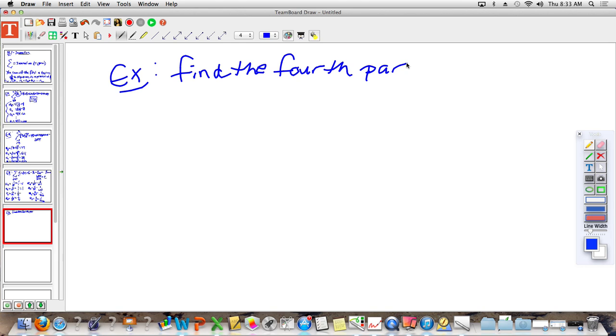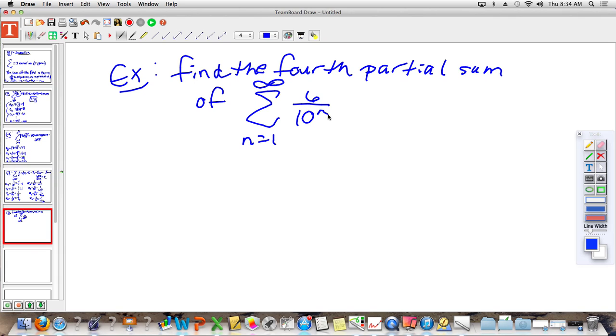Ooh, I was just asking about that. We can do it. Okay. What's a partial sum? A partial sum is a partial sum. Thanks.